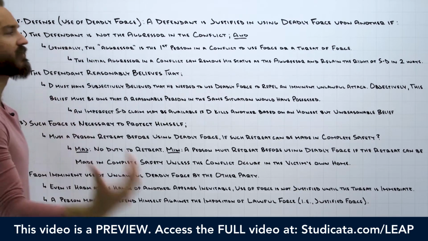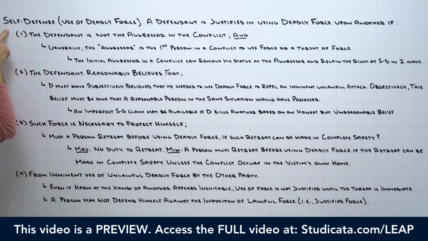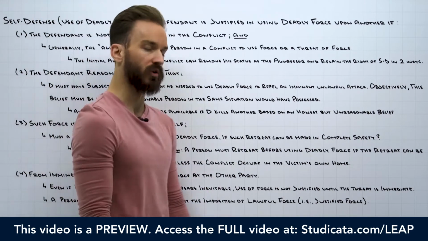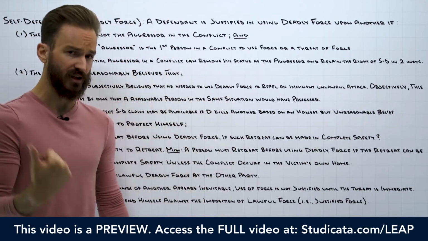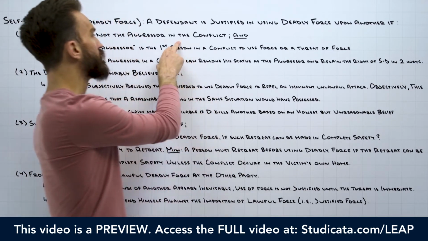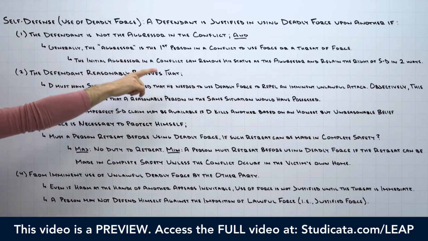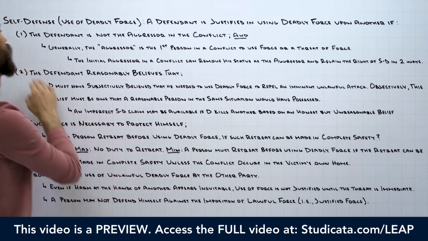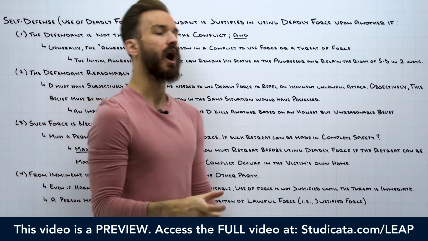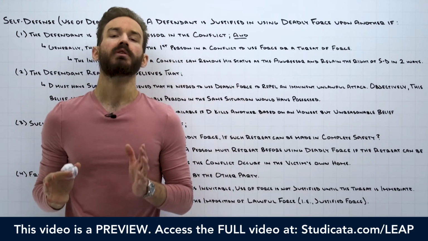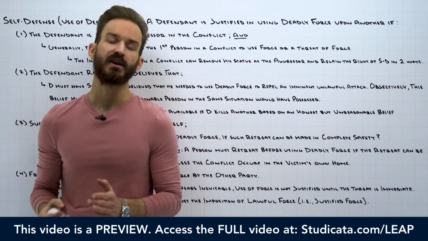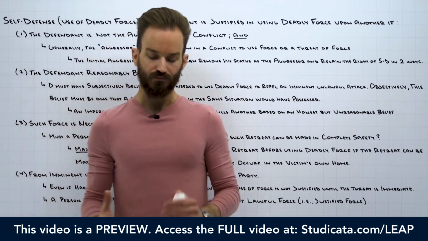So how can a defendant successfully assert a self-defense claim when the defendant has used deadly force? When is a defendant justified in using deadly force to protect himself? Well, the first requirement, we say a defendant is justified in using deadly force upon another if the defendant is not the aggressor in the conflict. Right? The gateway issue here is that the defendant cannot be the aggressor in the conflict, right?